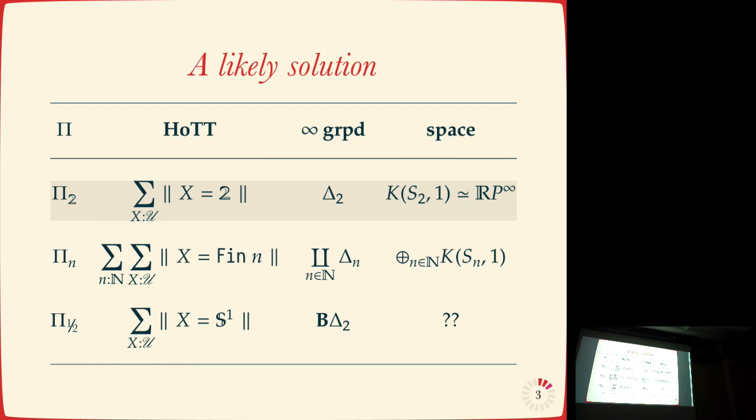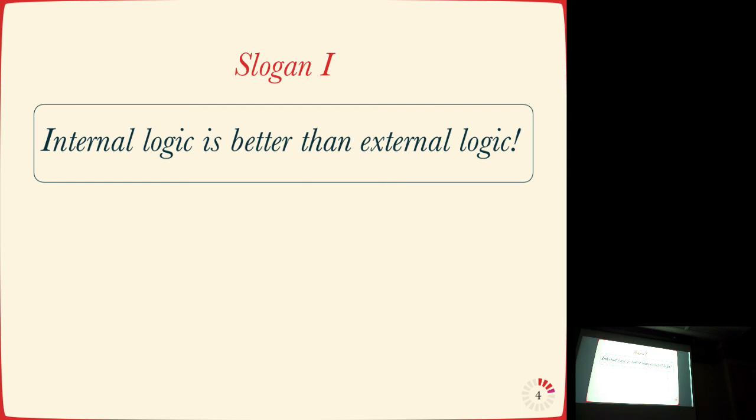So okay, this brings me to my first slogan. In the immortal tradition of Lawvere and Lambek and Scott, category theorists like slogans, and I like slogans. So my first slogan to everyone is that internal logic is better than external logic, which is what programming languages is all about.